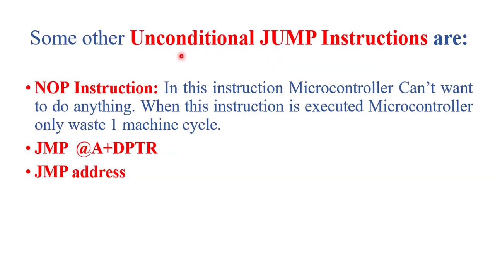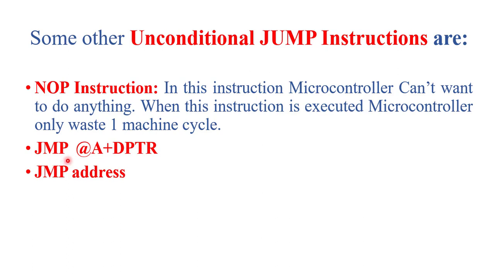Now some other unconditional jump instructions. First is the NOP instruction. NOP means no operation performed. In this instruction, the microcontroller does not do anything. When this instruction is executed by the microcontroller, it only wastes one machine cycle, and we know that one machine cycle equals 12 clock pulses. Then the microcontroller automatically moves to the next instruction.